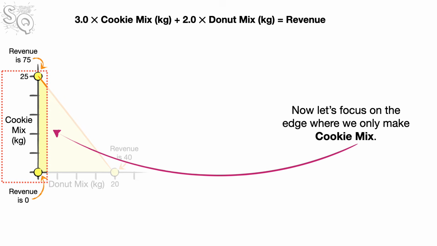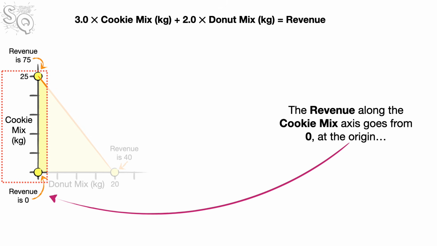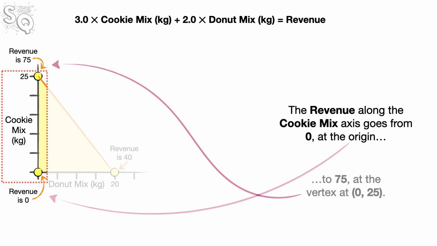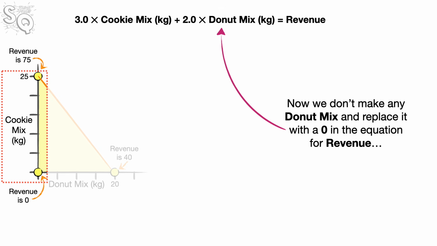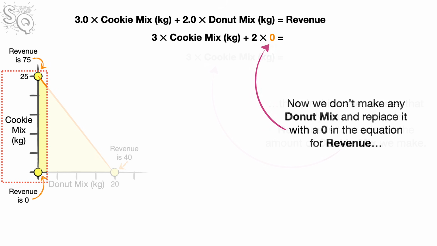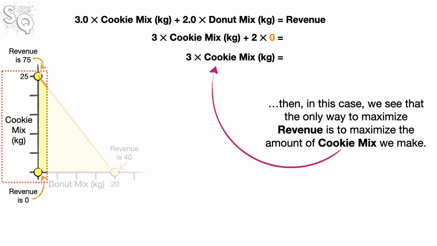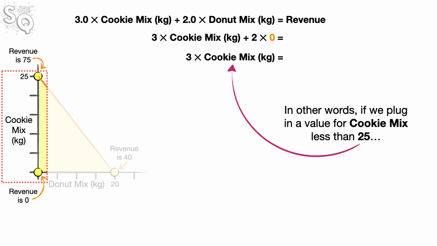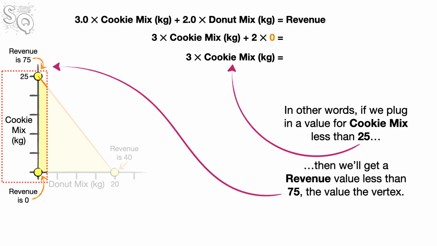Now let's focus on the edge where we only make cookie mix. The revenue along the cookie mix axis goes from 0 at the origin to 75 at the vertex at 0, 25. Now, if we don't make any donut mix and replace it with a 0 in the equation for revenue, then, in this case, we see that the only way to maximize revenue is to maximize the amount of cookie mix we make. In other words, if we plug in a value for cookie mix less than 25, then we'll get a revenue value less than 75, the value at the vertex.